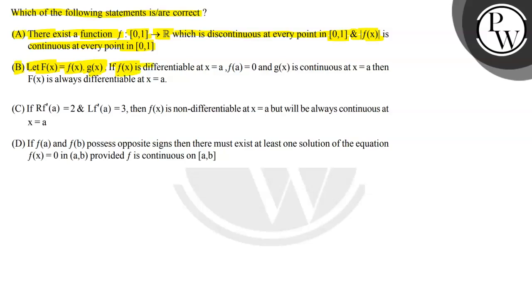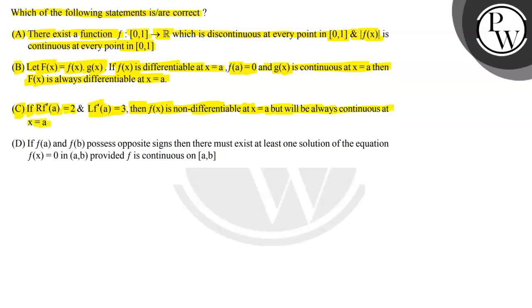If small f(x) is differentiable at x equals a and f of a is equal to 0 and g(x) is continuous at x equals a, then capital F(x) is always differentiable at x equals a. Option C says, if the right hand derivative of f at a is equal to 2 and the left hand derivative of f at a equals 3, then function f is non-differentiable at x equals a, but will always be continuous at x equals a.